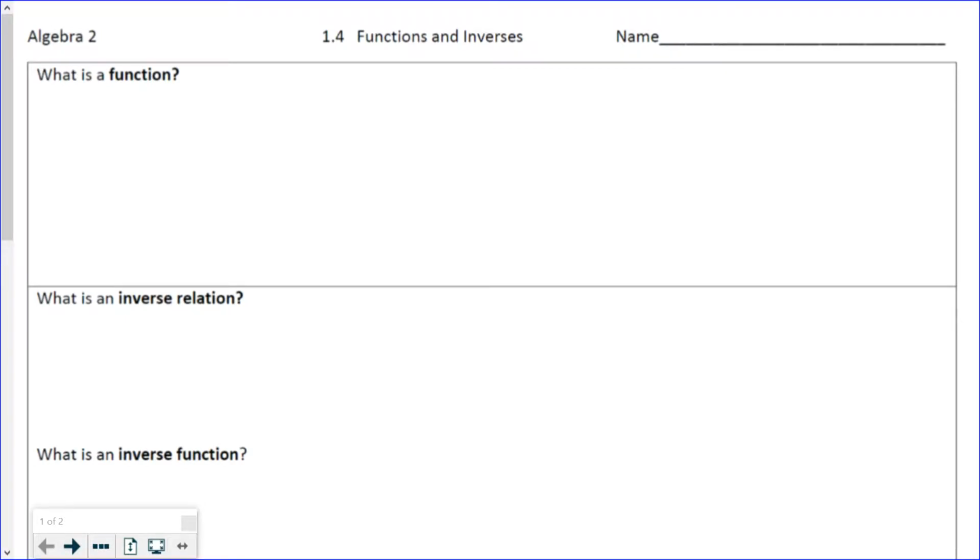Hi guys, here's 1.4 day 1. We're talking about functions and inverses.